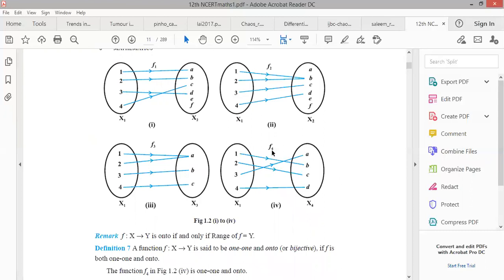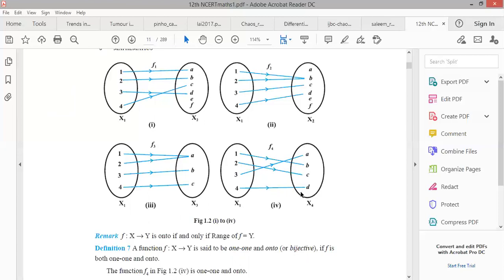Now let's move to f4. 1 has been mapped to B, 2 has been mapped to C, 3 to A, 4 to D. Different elements have different images. Yes, and none of the elements of x4, that's the codomain, is left alone. That means there does not exist any element that does not have a pre-image in x1. So all the elements have been exhausted in the codomain set. Therefore it is onto. So it is one-one and onto.